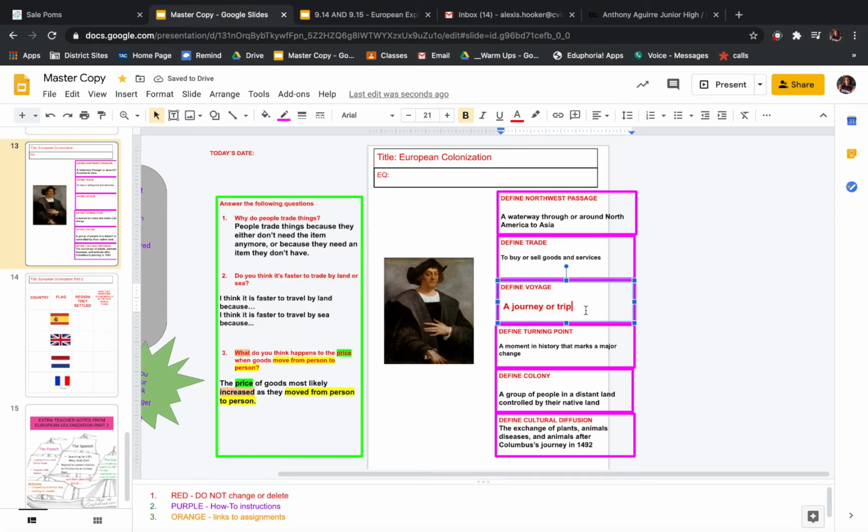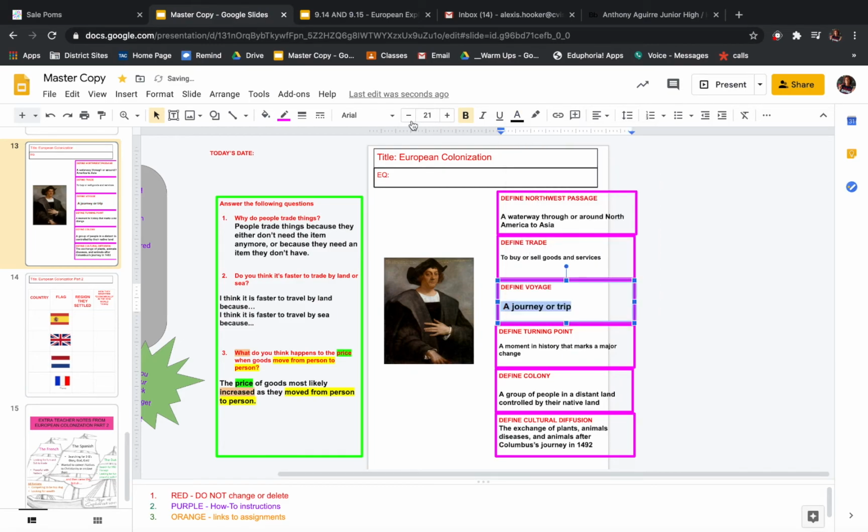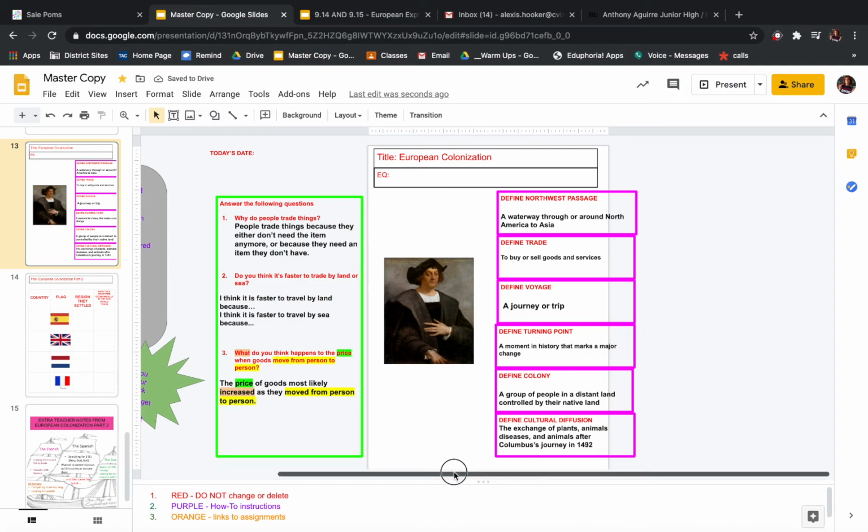And what do you notice about what I just typed up? It's still red, so I'm gonna highlight it. Press the A, change it to black, and I'm gonna make it a little smaller, so I'm going to decrease. And boom, you're done with the notes.